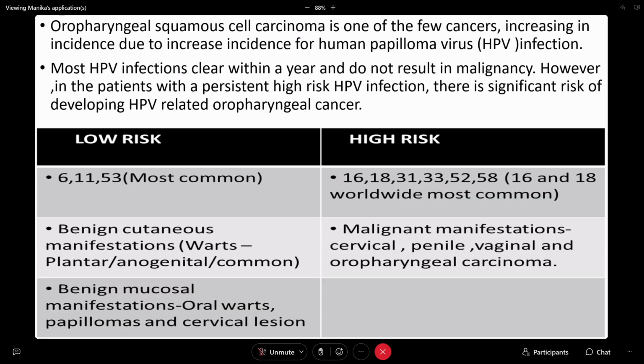Coming to the low risk and high risk strains of HPV, the low risk strains include 6, 11, and 53, and the most common among them is the 53 strain. The high risk strains of HPV are 16, 18, 31, 33, 52, and 52. Among them, 16 and 18 are the most common worldwide, responsible for oropharyngeal carcinoma. The benign cutaneous manifestations which result from low risk HPV strains are warts, and in the oral cavity, oral warts and papillomas, mainly mucosal manifestations.